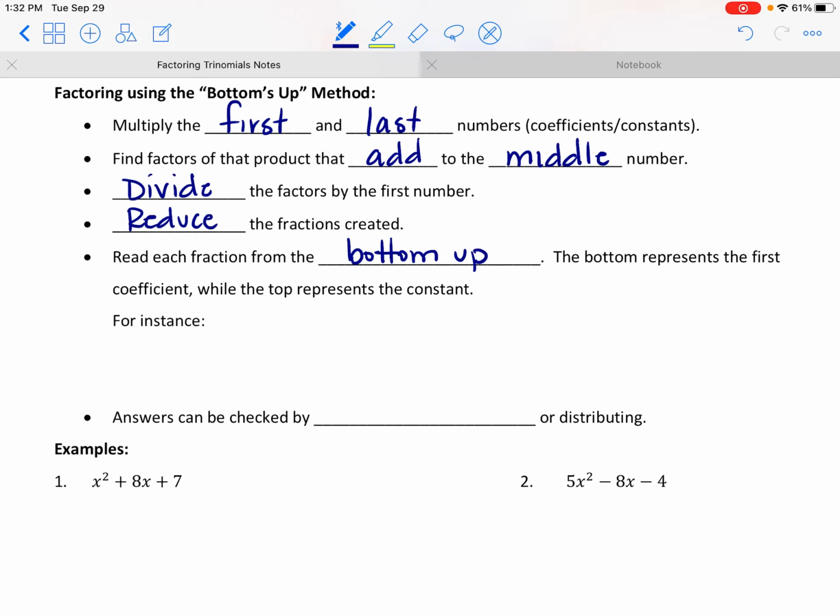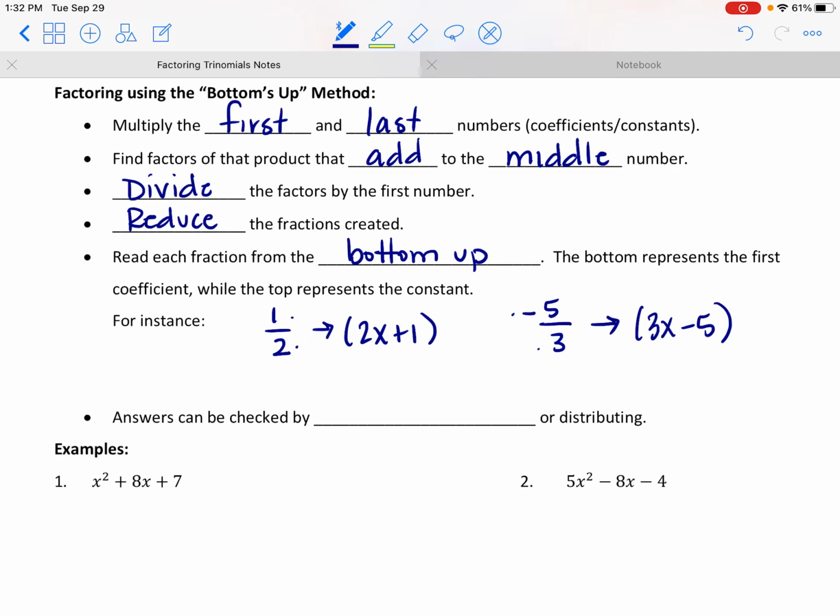Okay, the bottom represents the first coefficient while the top represents the constant. So again, if you were left with a fraction like, let's say 1/2, then you're going to read this as a 2x plus 1. So 1/2 becomes a 2x plus 1. Or let's say you had like a -5/3, then this would become a 3x minus 5. So we want the sign to go in the middle of the binomial. Okay, so a 3x minus 5 would be your factor.